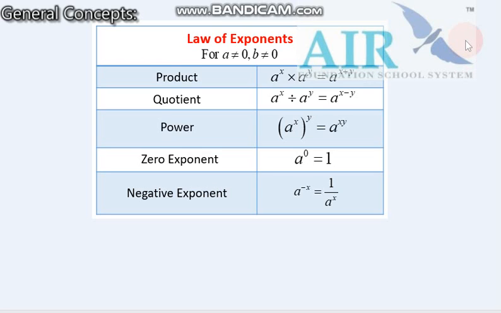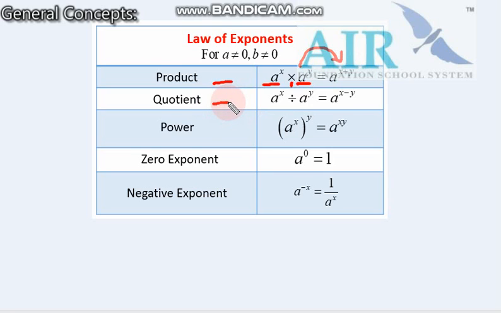The first law of exponents is product. If you remember, I told you that we have two conditions: the bases should be the same, and there must be a sign of multiplication in between them. So if you have the same bases and a multiplication sign in between, then your powers will get added. Here is an example: a power x into a power y is equal to a power x plus y.